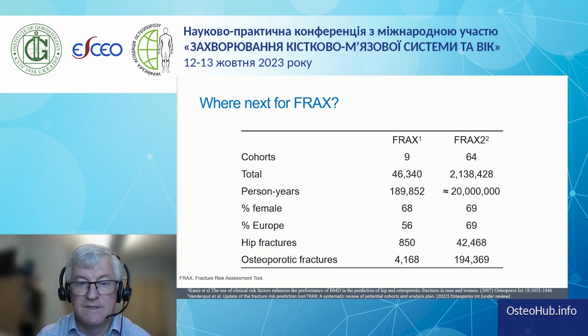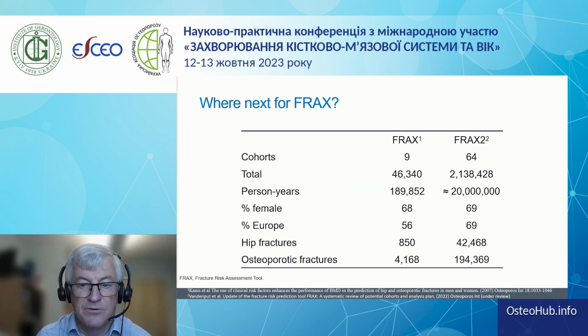What about FRAX itself? Well, when FRAX was first launched in 2008, it was built on a relatively small number of cohorts. We had just under 200,000 person years of follow-up. Just over 2/3 were women. And you can see that in total outcomes, we had 850 hip fractures and just over 4,000 osteoporotic fractures.